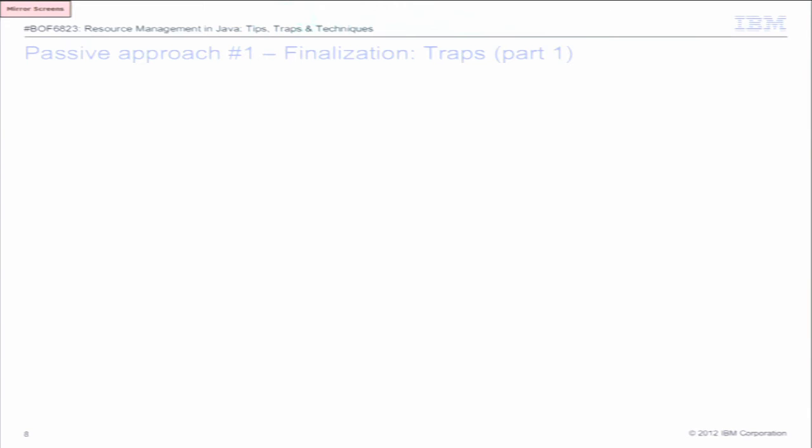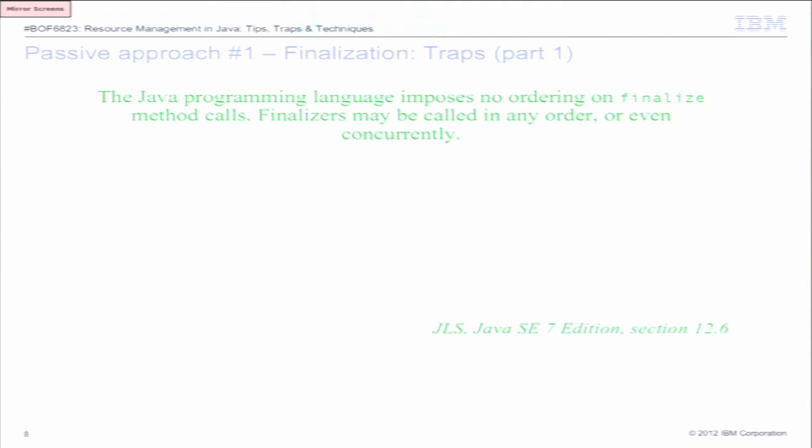simple. However, there are a number of different traps, a lot of which are also hinted at in the Java language specification. First of all, the Java programming language doesn't impose any ordering on the order in which finalize is called on objects. So finalizers can be called on objects in any order or even concurrently. So what does that mean? Well, it means that if a finalize method is called upon an object, you can't really rely upon the state of any other object that object refers to.